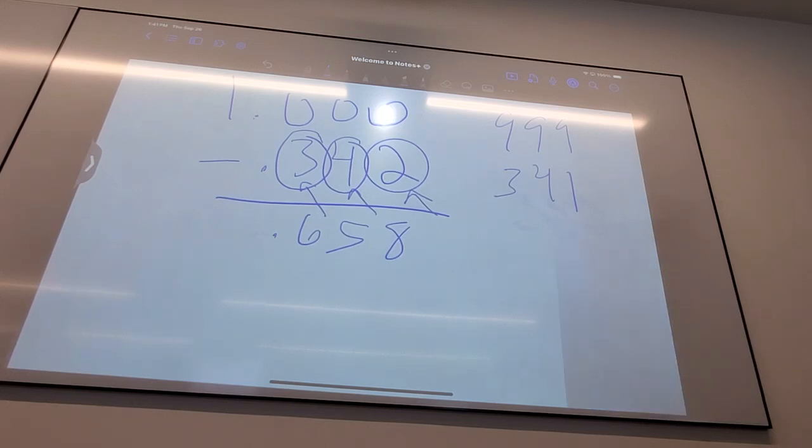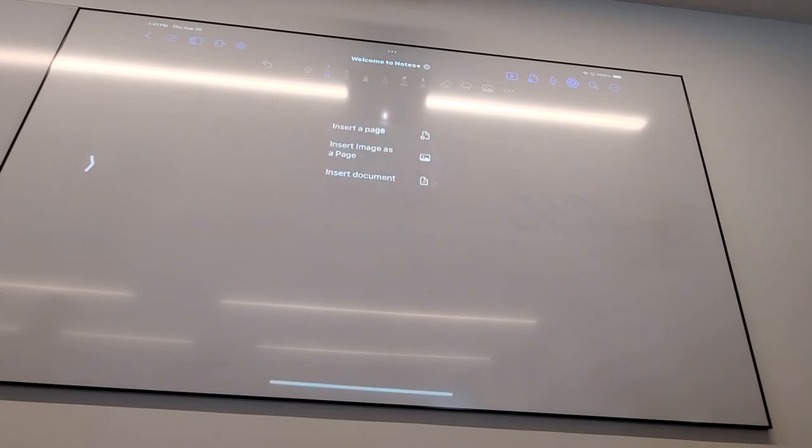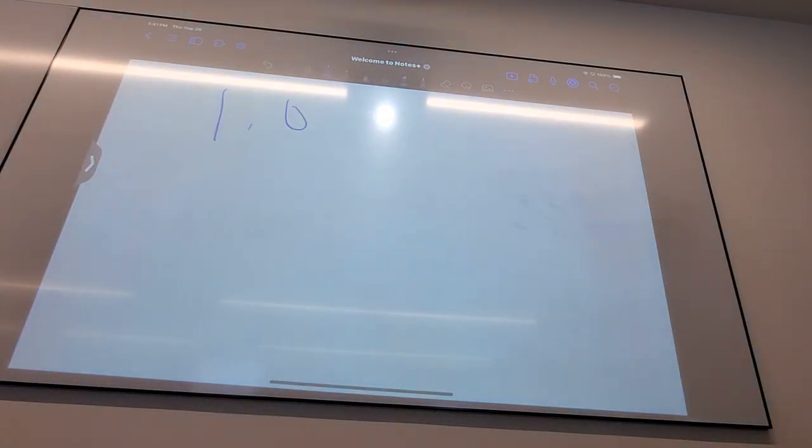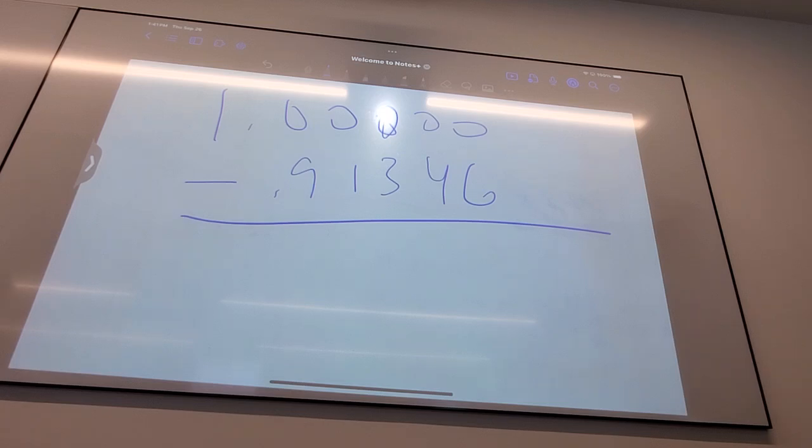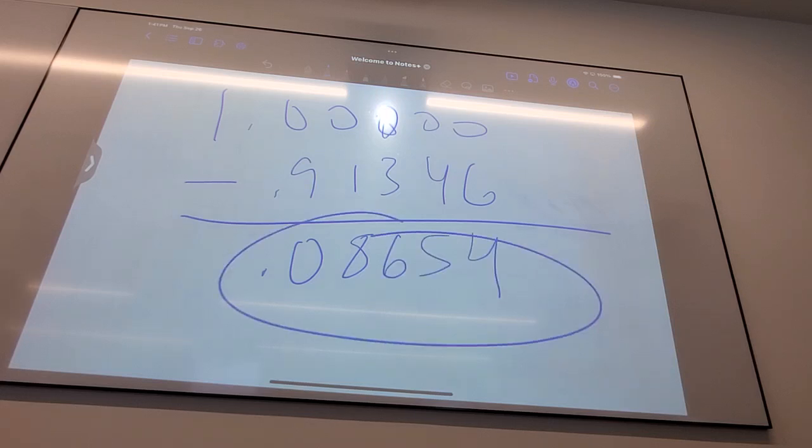So what's 1.00000 minus 0.91346? These are all zeros, by the way. Good. What makes this 9 is 0. 6, 5, 4. Done. Yay. Okay. And you can double check on the calculator if you want to. Okay. That one's kind of cool.